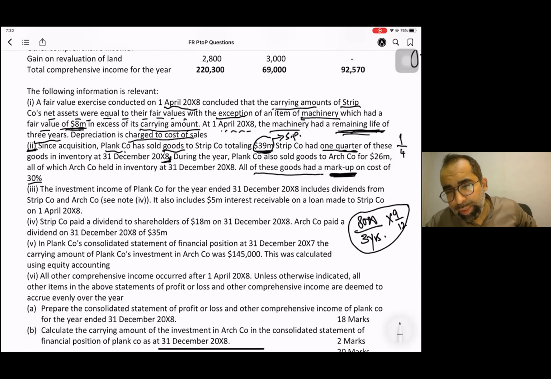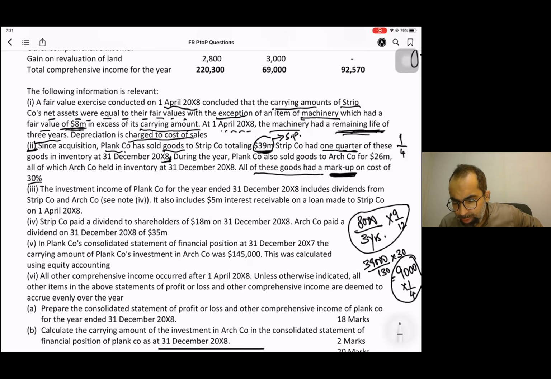So now how will you calculate the total profit? 39,000 divided by 130 times 30. This is your total profit, I think 9,000. Somebody told me total profit is 9,000. Okay. And now how much of the goods are unsold? 1/4. So 9,000 times 1/4, I think 2,250 is your URP.